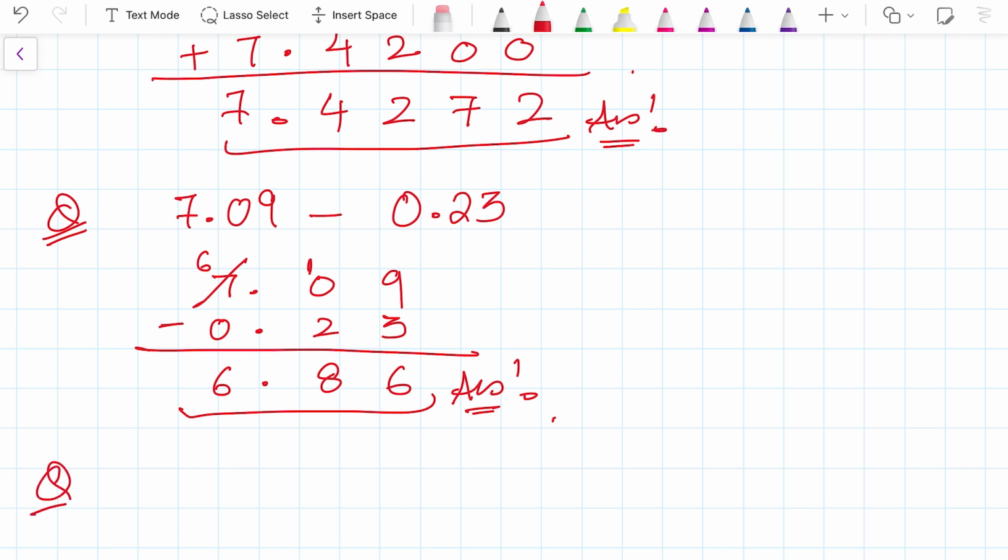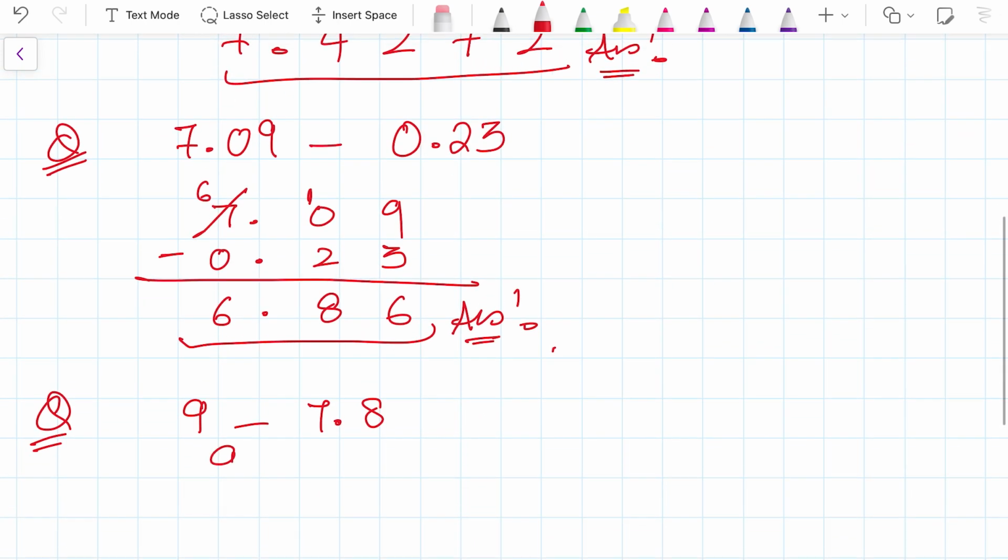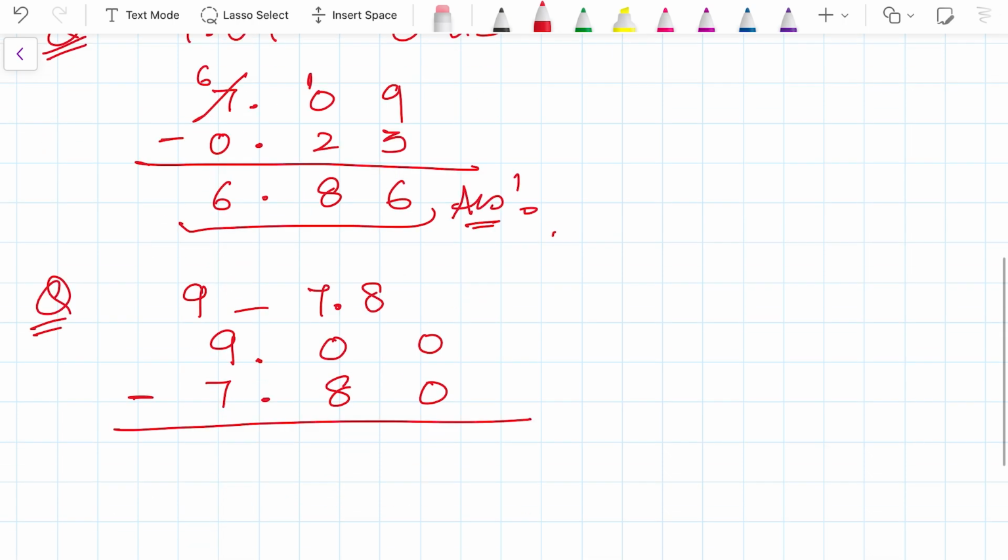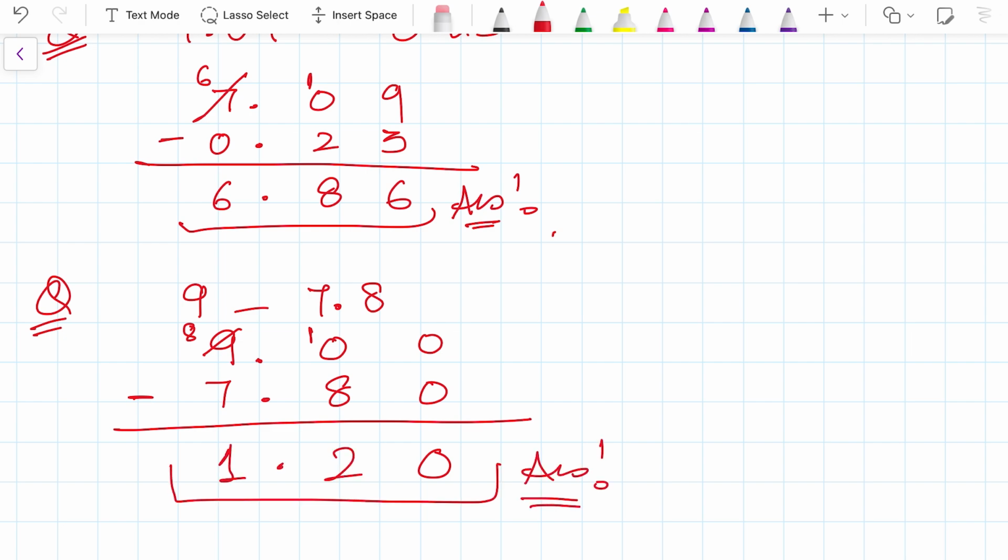For example, if you have something like 9 minus 7.8. So 9.00 minus 7.80. 0 minus 0 is a 0. Carry 1. 10 minus 8 is a 2, 8 minus 7 is a 1. So this is going to be my answer.